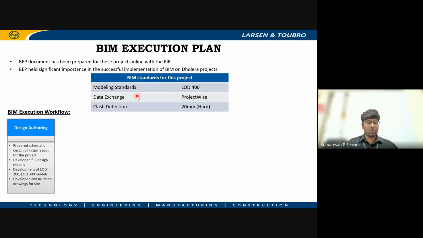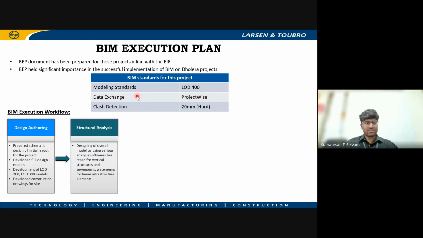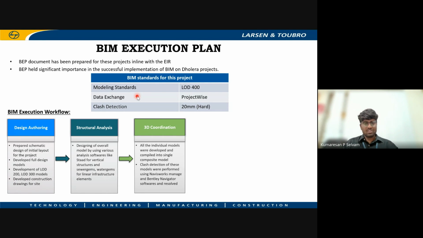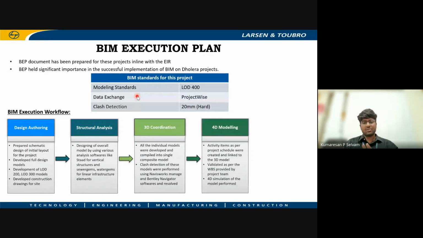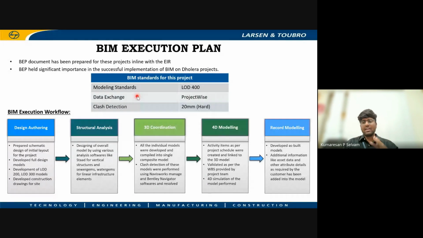is, first we have to go for design authoring of developments, and then structural analysis of all the structures using different software: SewerGEMS, WaterGEMS, and STAAD. Everything we will be using to do the structural analysis. And then 3D coordination for clash detection, developing the 3D models and doing the clash detection. Then 4D modeling using the Navisworks software. And finally, recording the as-built data. This is how the BIM has to take place in this project.